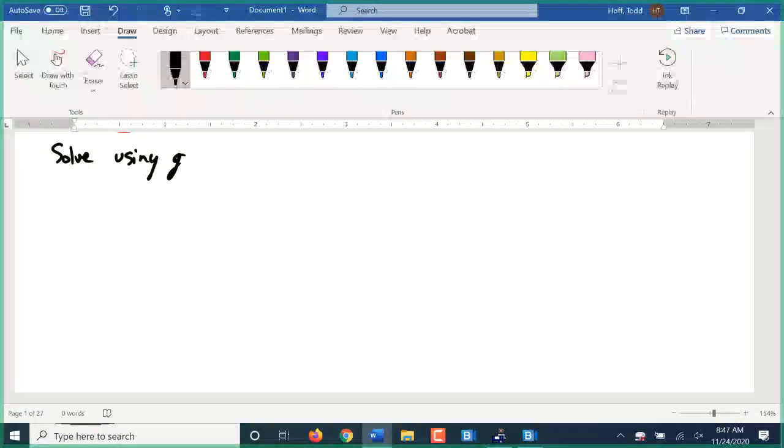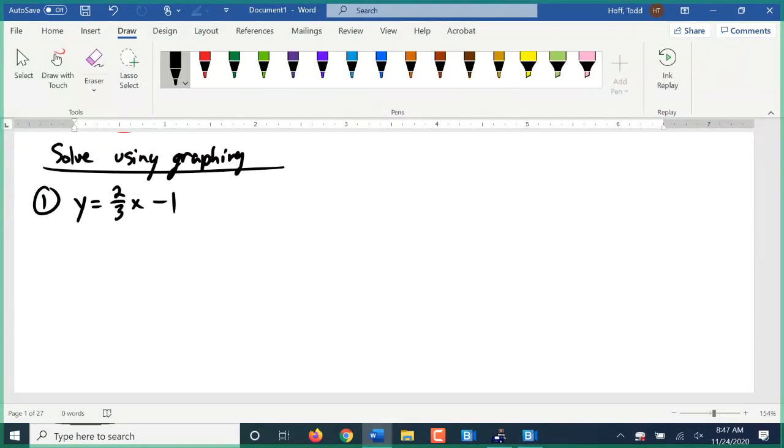We'll say solve by graphing, not using graphing. So for our first system here, y equals 2/3 x minus 1, and 2x minus y equals 9. And our second one, I'll let you start on that one, solved by graphing, as I put the second one up here.